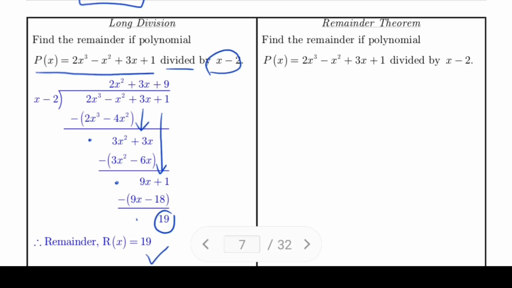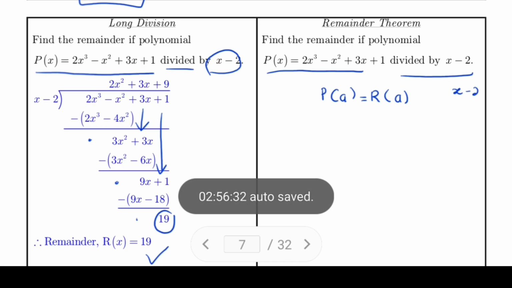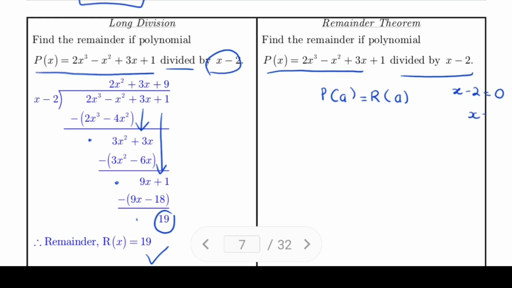So what if we use the remainder theorem? To find the remainder when P(x) is divided by x minus 2, we use P(a) equals R(a). The divisor is x minus 2, so we let x minus 2 equal 0, giving x equals 2. Meaning when we substitute 2 into the polynomial, we will get the remainder.